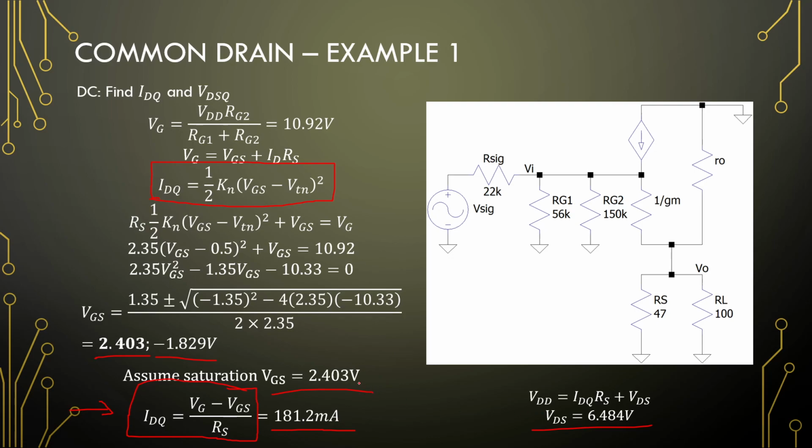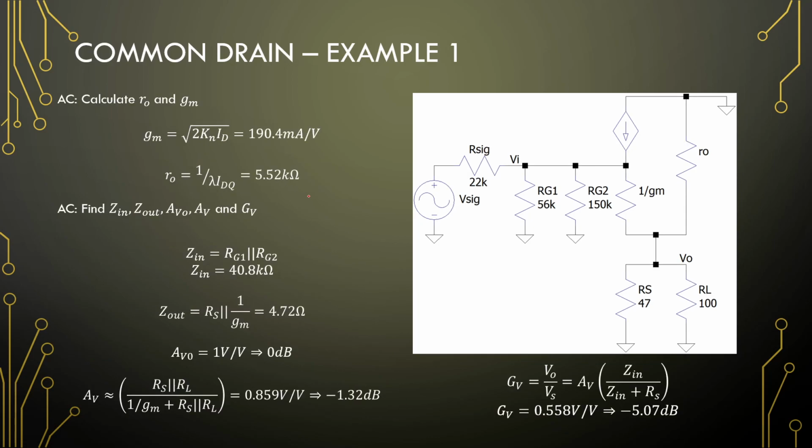and with this we can calculate our small signal parameters. So transconductance of 190.4 milliamperes per volt. Due to our large drain current, we have a very low output impedance, 5.52 kilo ohms. And from the small signal, we can now calculate our input impedance and whatnot.